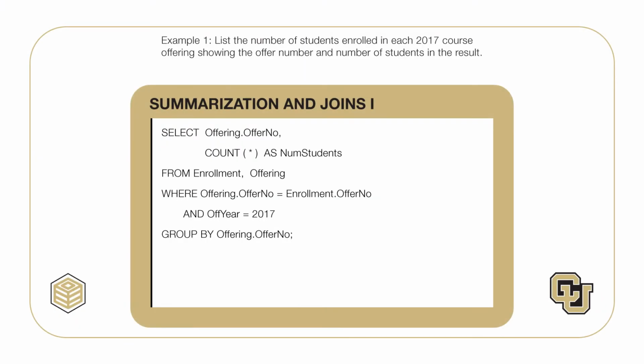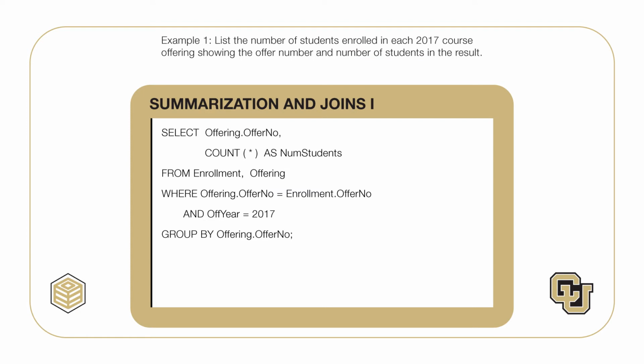Now, let's apply the query formulation process to a number of examples of increasing complexity. Let's answer the questions before reviewing the associated select statement. The first critical question, what tables? The offering table is needed because of a condition on the offering year column. The enrollment table is needed because the problem involves counting enrollments.